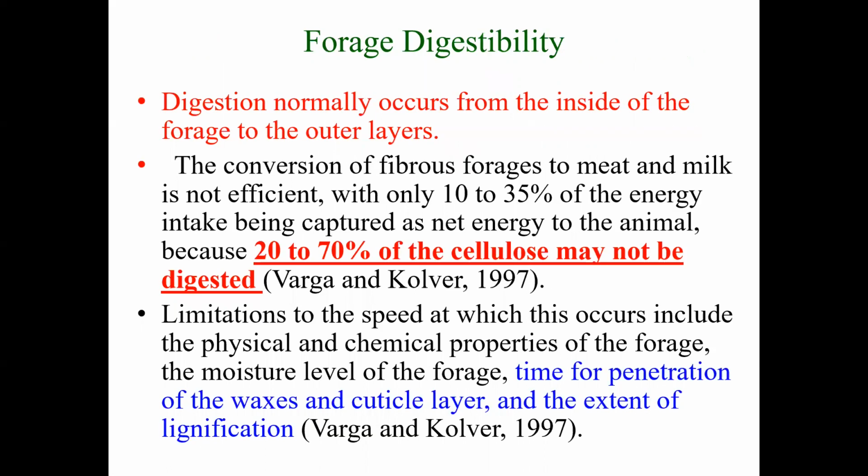So if we look at forage digestibility, I want you to understand that digestion normally occurs from the inside of the forage to the outside. Research at Penn State University showed that 20 to 70% of cellulose may never be digested at all. Limitations to the rate at which forage is digested have a lot to do with the physical properties of the forage. Higher moisture forages increase the rate of digestion. Older forages with more lignin decrease the rate of digestion.